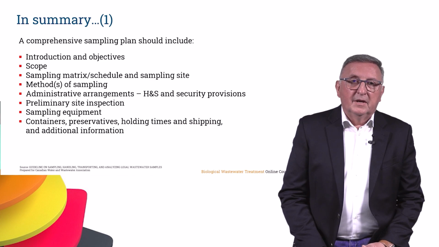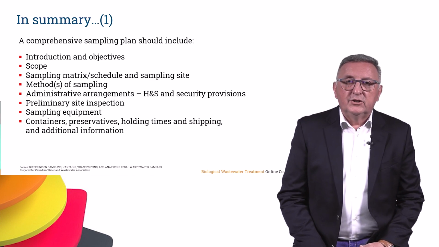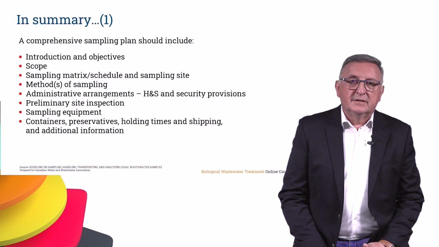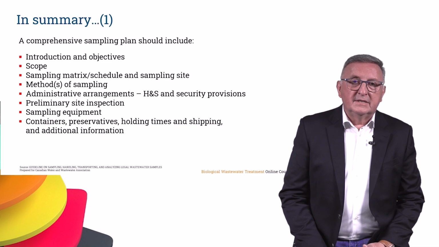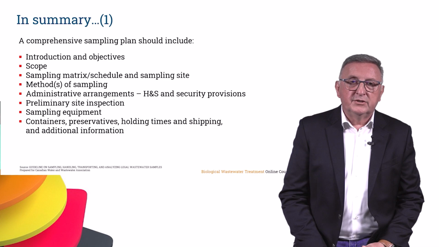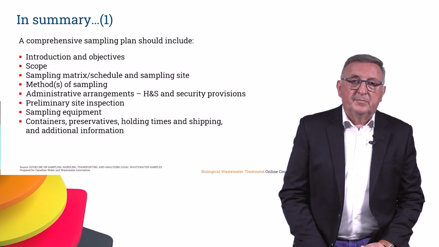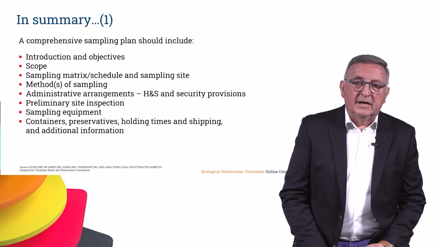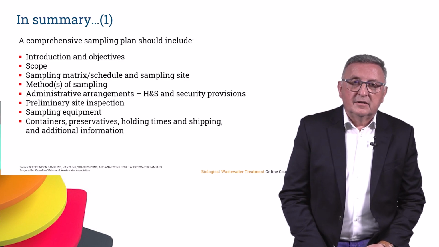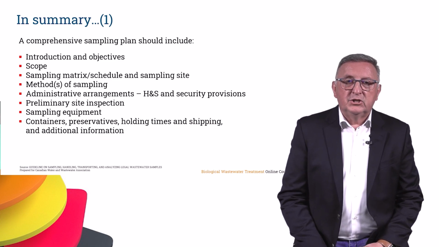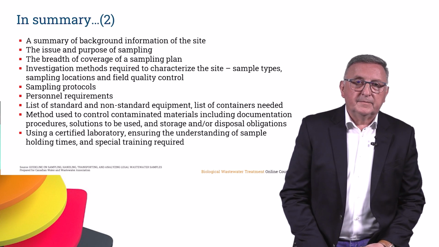In summary, a comprehensive sampling plan should include several points: introduction and objectives, the scope, sampling matrix or schedule and sampling sites, methods of sampling, administrative arrangements, health and safety and security provisions, if possible, preliminary site inspection, identification of sampling equipment, containers, preservatives, holding times and shipping, and additional information.